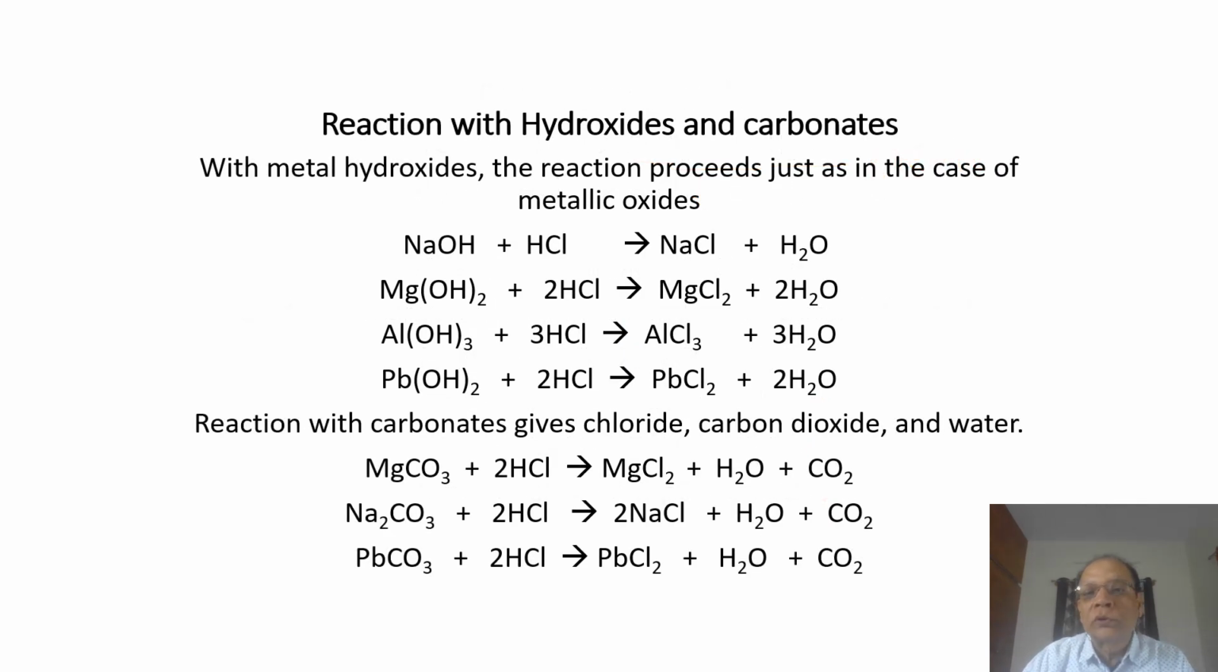Reaction with hydroxides and carbonates. With metal hydroxides, the reaction proceeds just as in the case of metallic oxides. And you can see sodium hydroxide reacts with HCl giving NaCl and H2O. Magnesium hydroxide reacts with HCl giving MgCl2 and 2H2O, and so on with aluminium hydroxide and lead hydroxide, which again is going to form a precipitate.